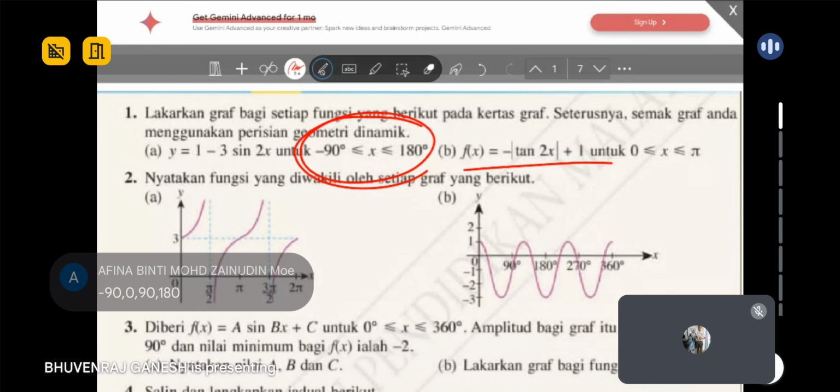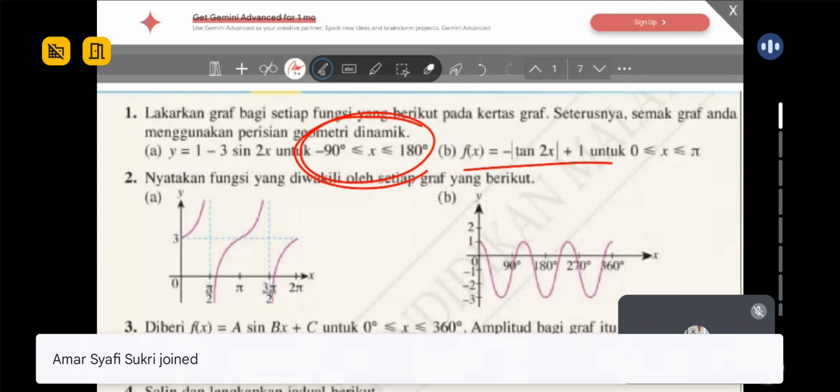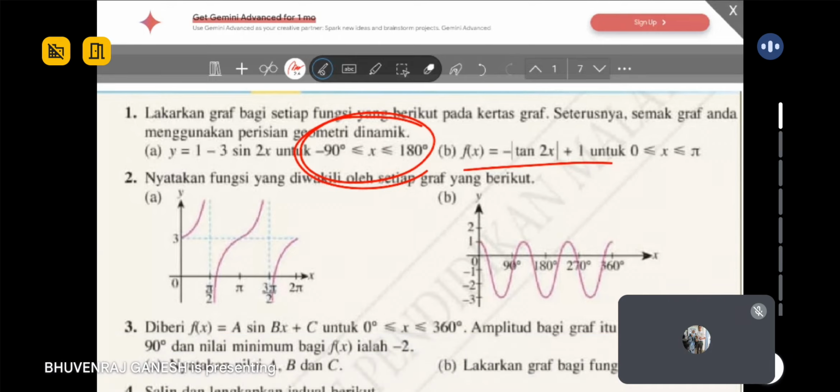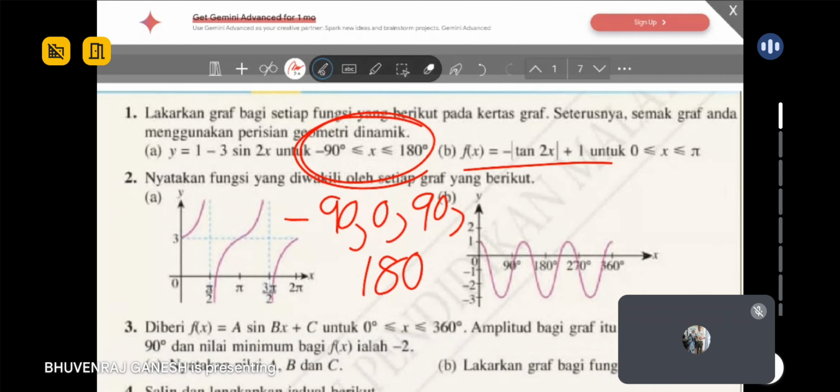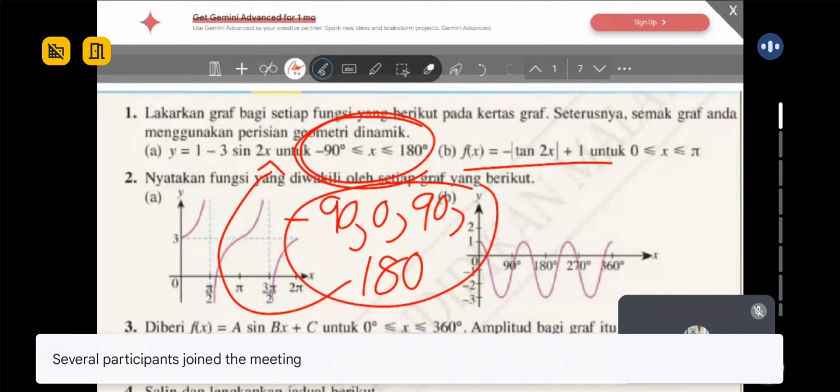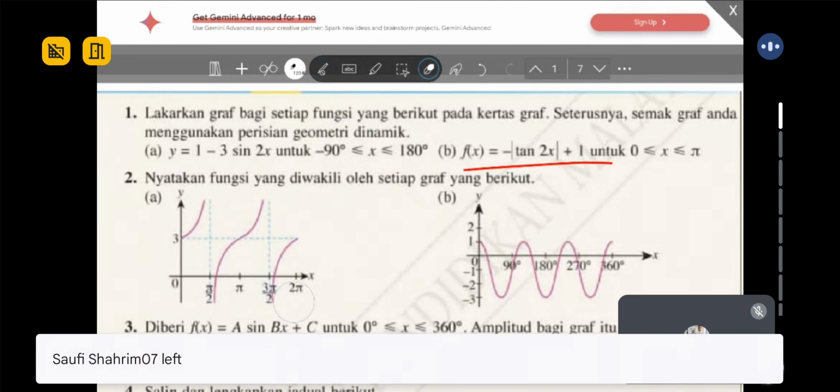Okay, that's the most logical scale: negative 90, 0, 90, 180. You can use that scale for this one, this is the easiest. Now you must substitute all these values into your equation to find the y value. Kamu kena gantikan semua nilai ni dalam x untuk cari nilai y. So it's better that you all construct a table of values. Bina jadual nilai x dan y, lepas tu plot atas graph. You just need to press the calculator for this one.